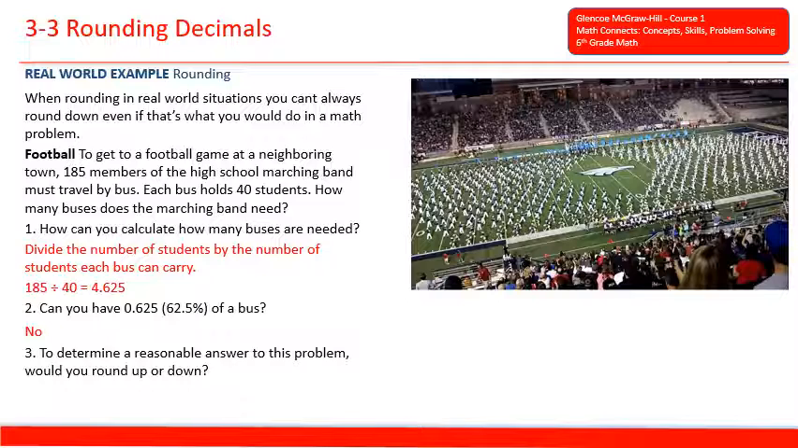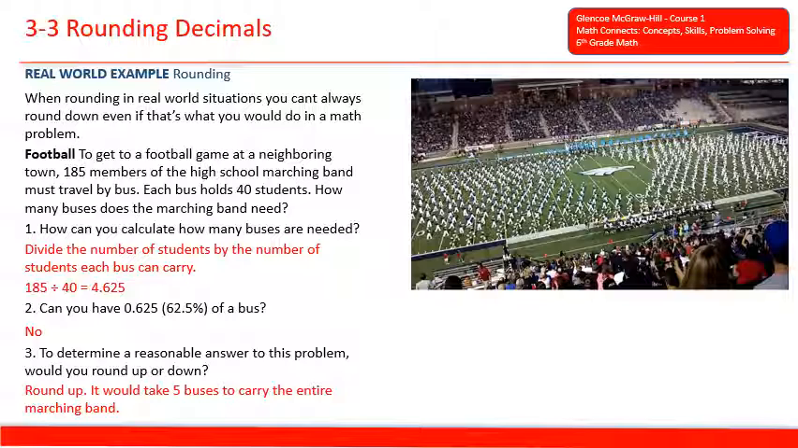If I round down, what's going to happen versus if I round up? So I round up here, and it would take 5 buses to carry the entire marching band. I clearly can't have 62.5% of a bus, right? And if I round down, well, then I'm going to have a bunch of students that don't have a ride to the game. So this is one of those situations where you can't stay the same and you have to round up.